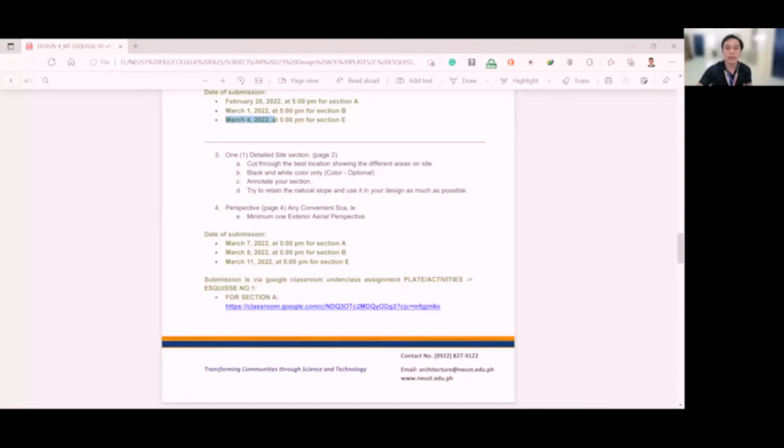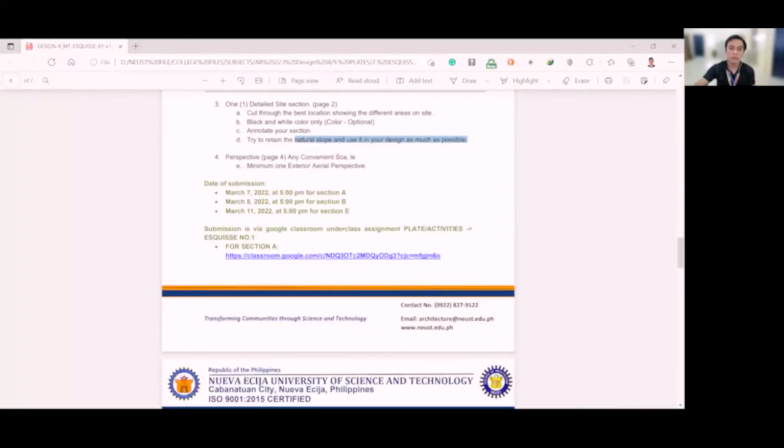So cut through the best location showing different areas on site, black and white color only. It's optional if you render it. Annotate your section, try to retain the natural slope and use it in your design. So research on this. Perspective, minimum one exterior aerial perspective. Date of submission would be on March 11.